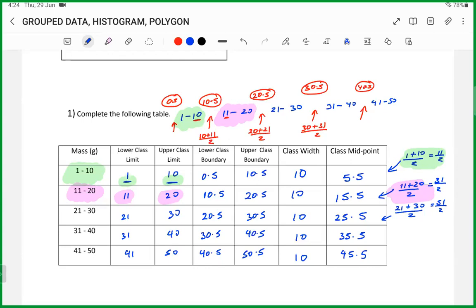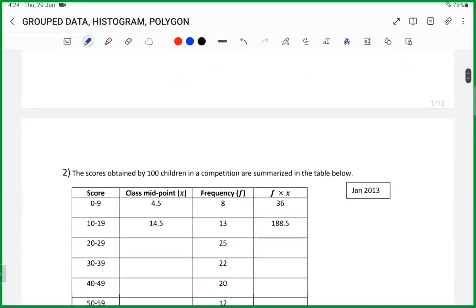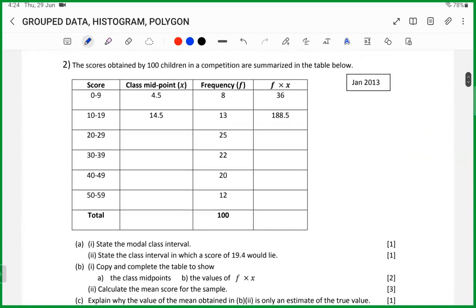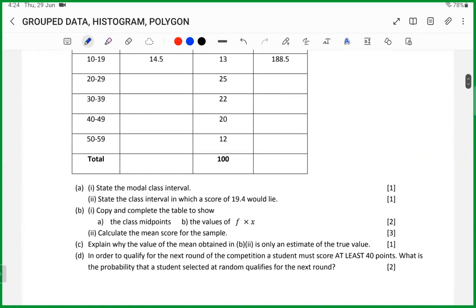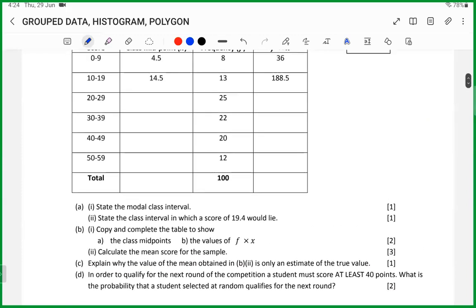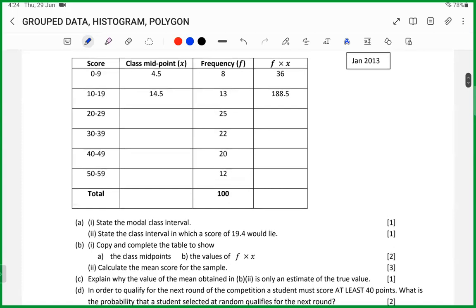All right, so let's move on now. Okay, so this is a past paper question. We have some group data, and then we have some questions based on it. So first we want to find the modal class interval.